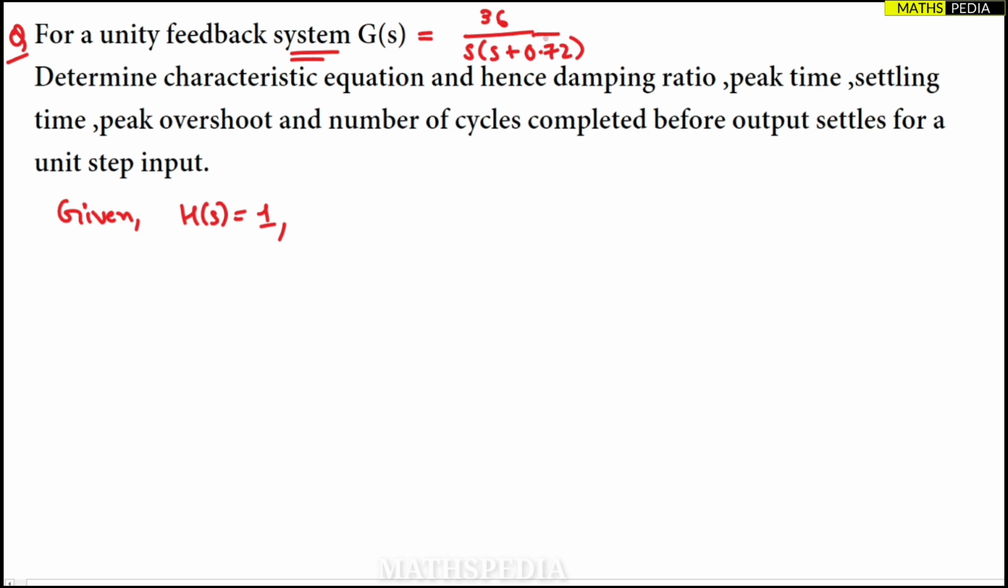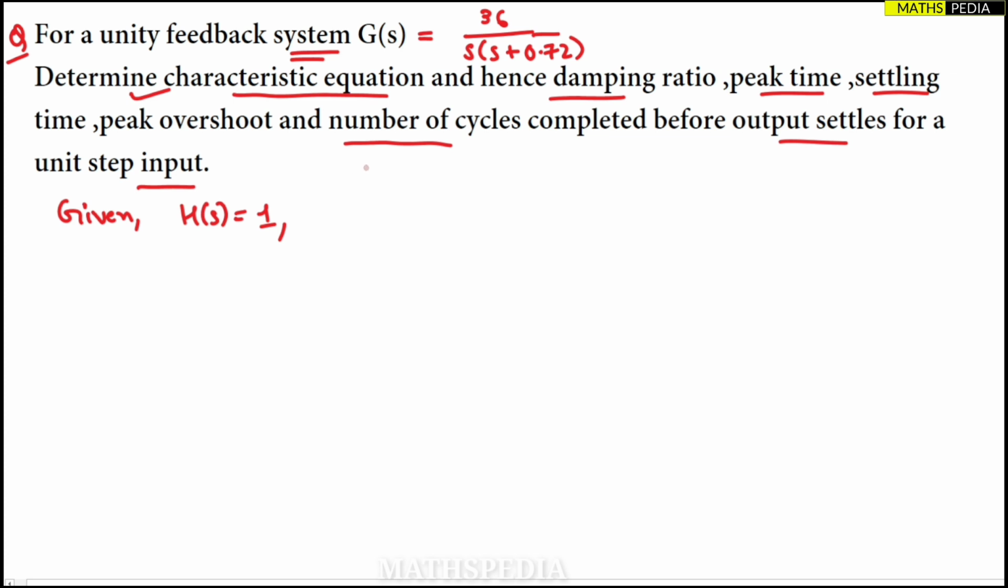Now here we have to determine the characteristic equation. This is the new thing we are going to study, characteristic equation, and hence find the damping ratio, peak time, settling time, peak overshoot, number of cycles completed before output settles for a unit step input. This also is a new concept we will be studying. Everything will be covered in this only. So first thing, we have to determine the characteristic equation.